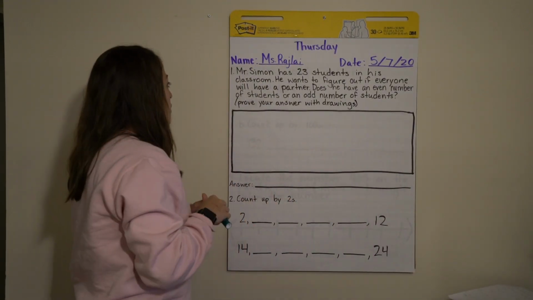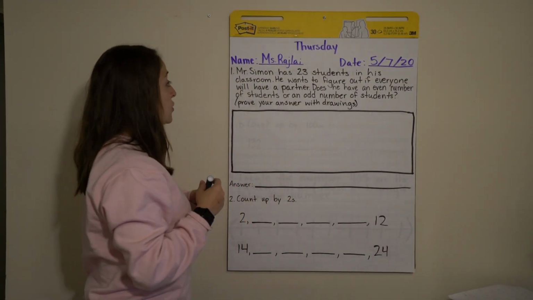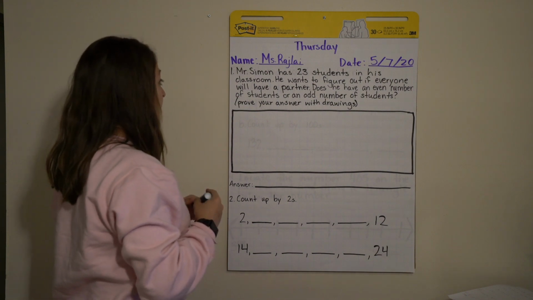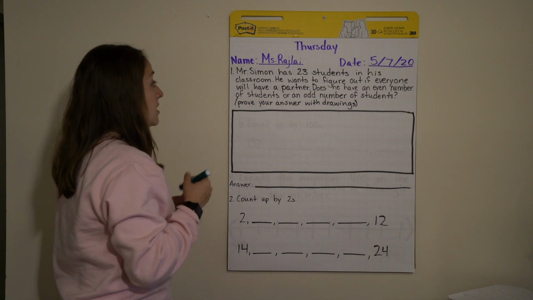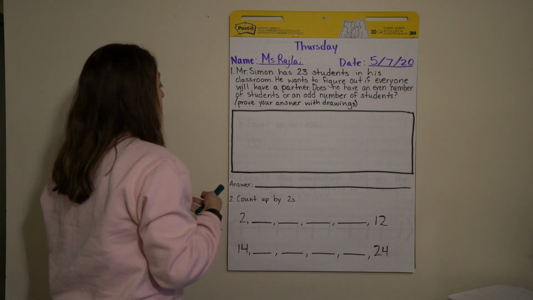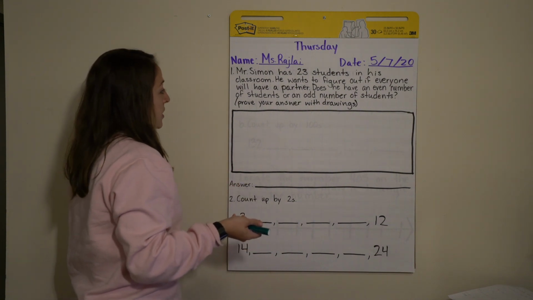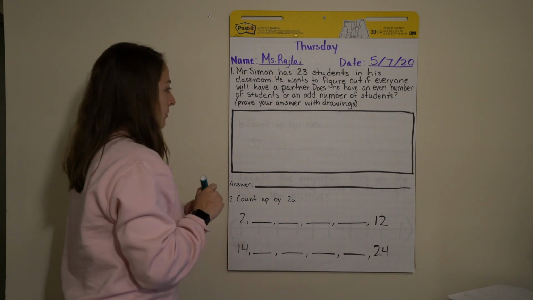Problem says Mr. Simon has 23 students in his classroom. He wants to figure out if everyone will have a partner. Does he have an even number of students or an odd number of students? Prove your answer with drawings.